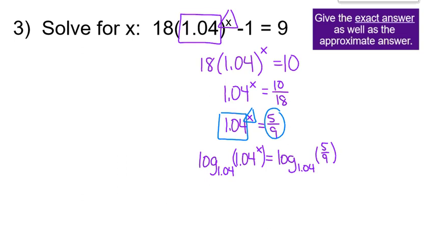Okay, as we saw in problem 1 and problem 2, what's going to happen over here on the left is we're going to bring the x down to the front. We will have x times 1. So our exact answer is x equals log base 1.04 of 5/9.